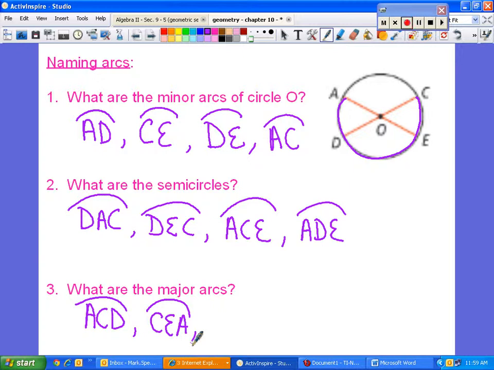How come you don't include B? Because you don't need to. Because you just want to write enough so that you can see which one it is that we're talking about. So if the question is, could you call it CDA instead of CEA, the answer is yes. But you don't need to put both points.